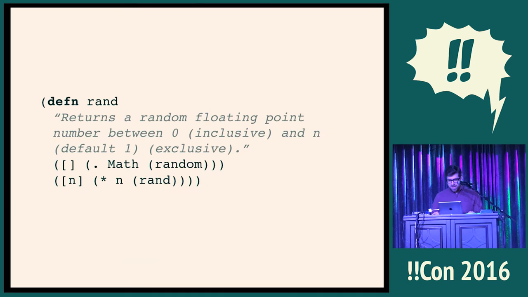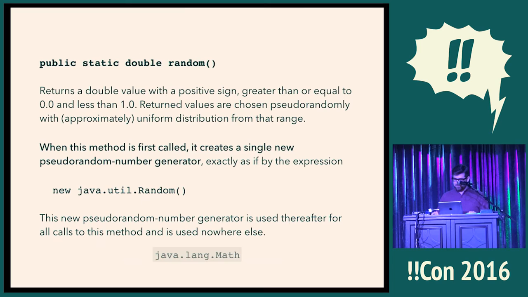This is Clojure. This is the function you call to get a random number. This is how that function is defined, and we see that it just calls back to our old math.random friend in Java. Here is how that function is defined. So I'll read some. When this method is first called, it creates a new pseudo-random generator. It seems a little bit innocuous, but this bit of code is what got me personally really interested in this topic.